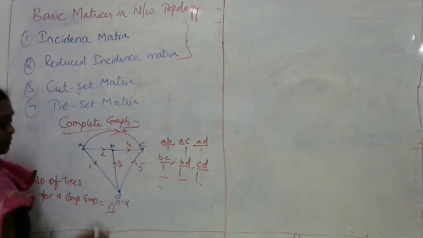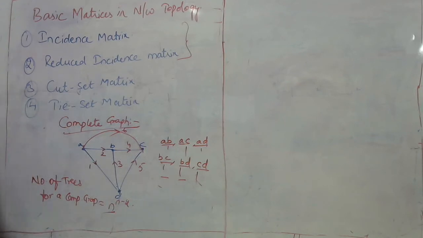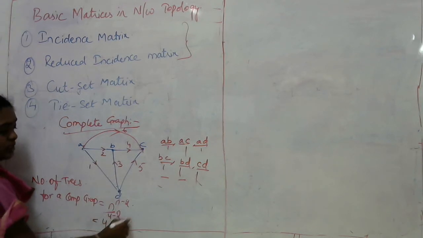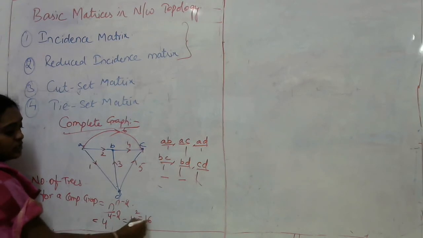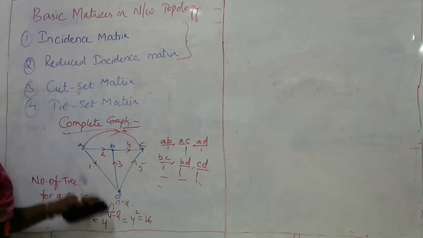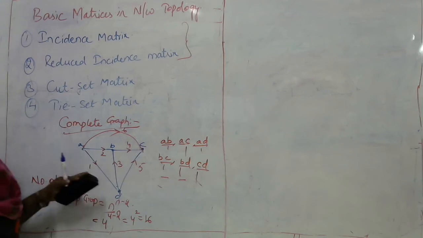Here n is the number of nodes. So the number of nodes in this graph is 4. So 4 to the power 4 minus 2, which is nothing but 4 square, which is equal to 16. So the number of trees which are possible for this graph is 16. Just I will show you some trees for this graph.